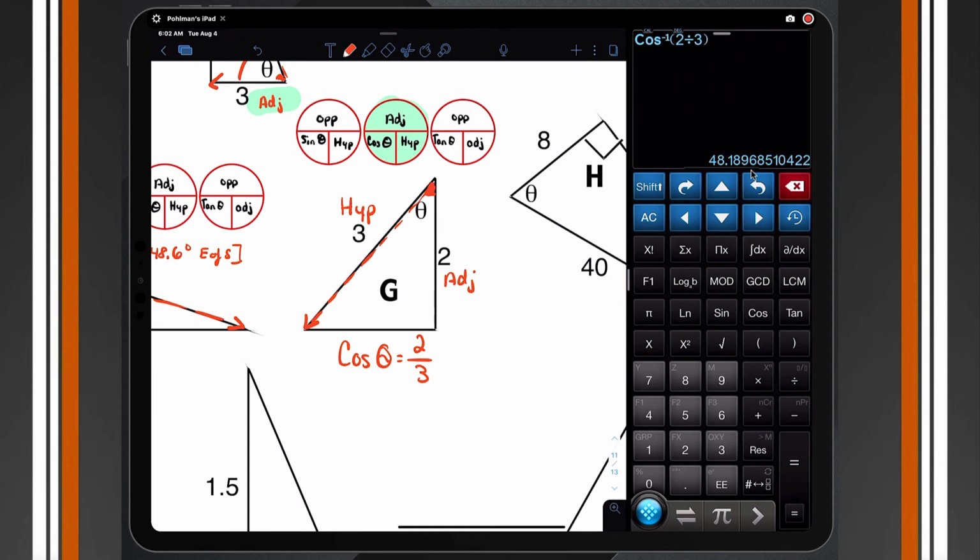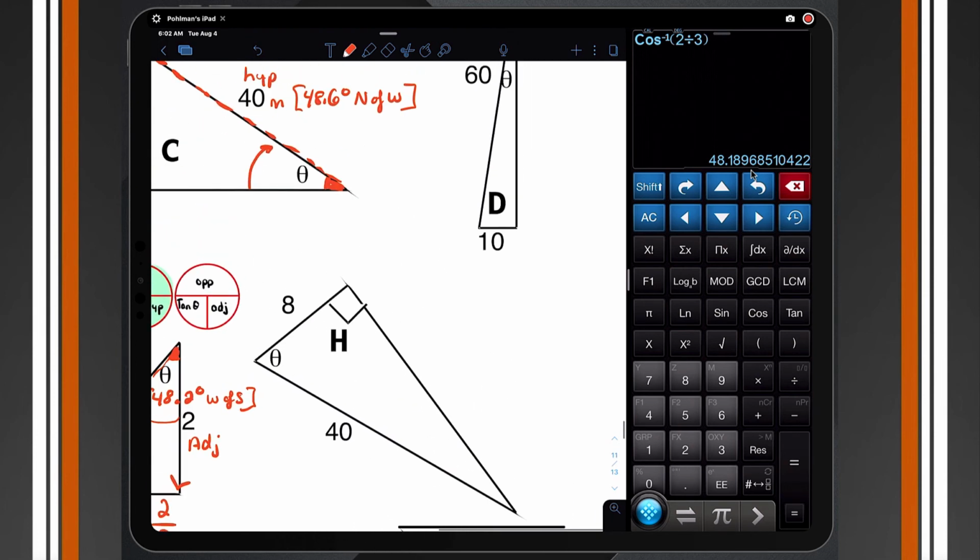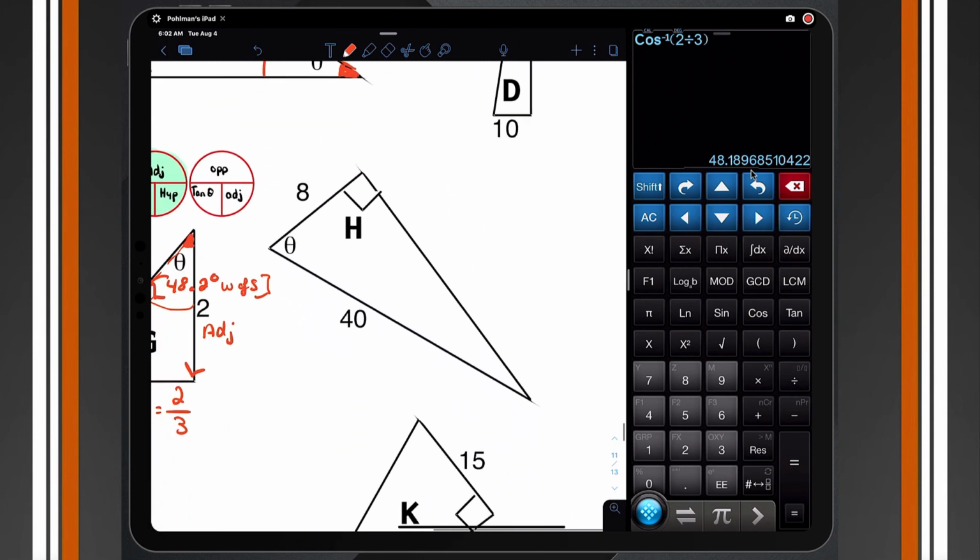So that angle right there, this is going to be a little ugly because of the placement of this. We're going to have 48.2 degrees. And here, if this is to the south, I'd have to go west of south to get to it. I'm going to do one more, and then you're going to have to do the rest on your own. So we have letter H.